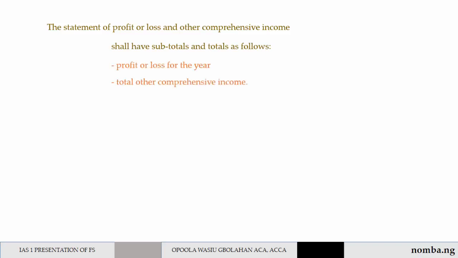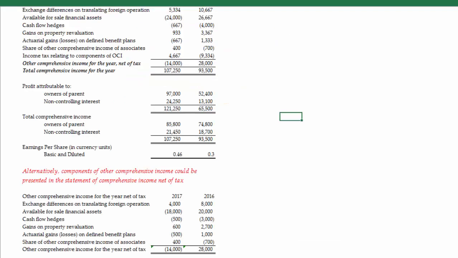Now let's look at the statement of profit or loss and other comprehensive income in more detail. The statement of profit or loss and other comprehensive income shall have subtotals and totals as the profit or loss for the year, the total other comprehensive income, and the total comprehensive income for the period, being the total of profit or loss for the year and total other comprehensive income.